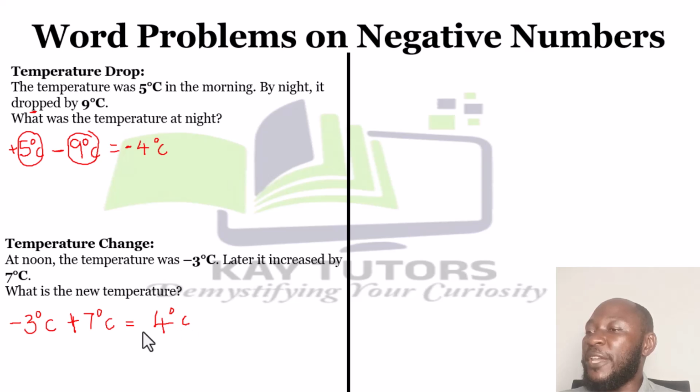Now, we are not done yet. Now, we have 7 here. Please, once again, ignore the signs. We have 7 here and we have 3 here. Which number or which temperature here is bigger without the signs? Of course, 7 is bigger than 3. Which sign is 7 carrying? 7 is carrying plus. So my answer here is automatically plus 4 degrees Celsius.